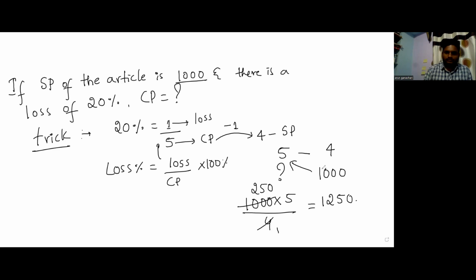Yes, sir. This is a very, very unique kind of a thing actually. Sir, if the fraction is like 2 by 5, so we subtract, 2 minus 5? Yeah. Correct. This trick will make your life much easier when it comes to profit and loss related calculations.